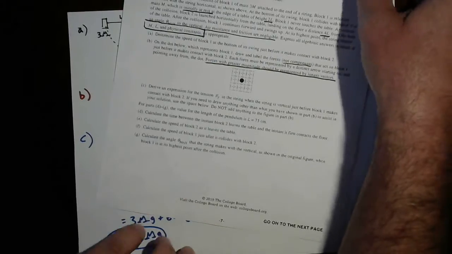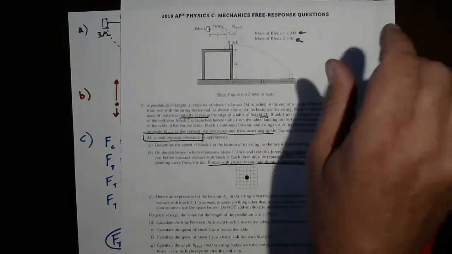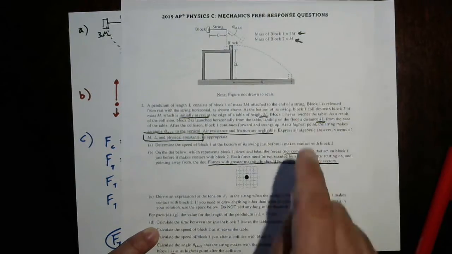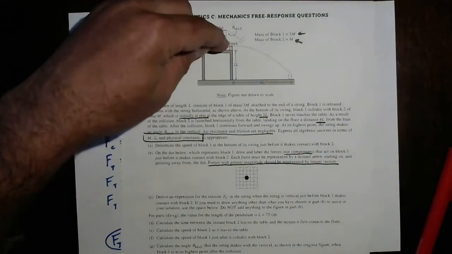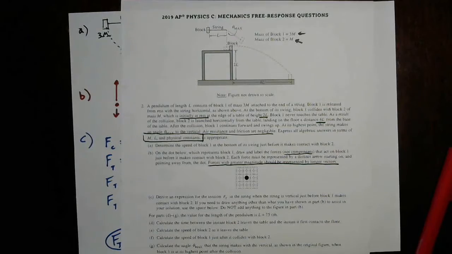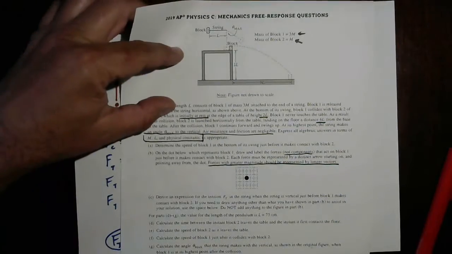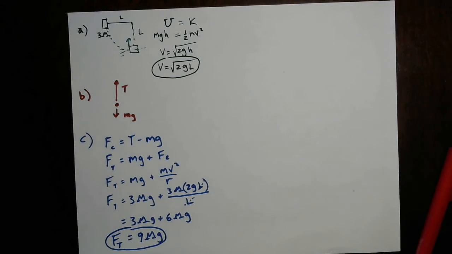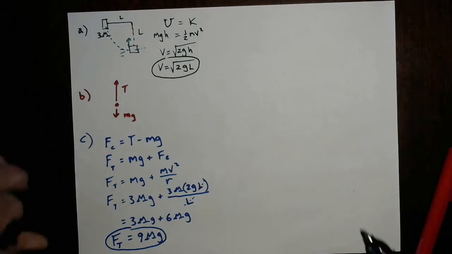All right, so if we look at the picture, we know that block 2 is going to become a projectile, and it's going to be a horizontally launched projectile. So it's going to fall to the floor with no initial vertical velocity. So regardless of how fast it gets projected off the table, it's going to take the same amount of time to hit the floor. And so let me recreate the drawing here for part D.